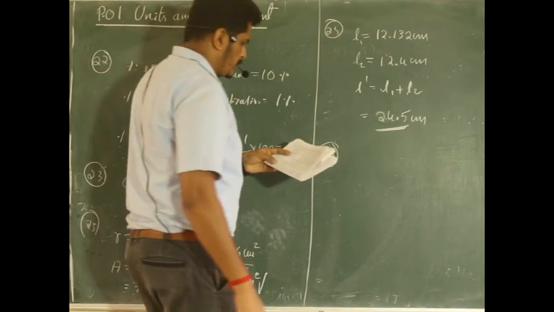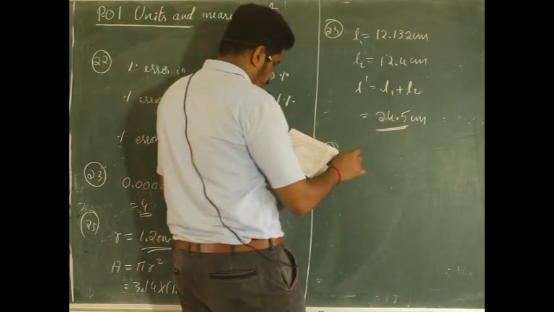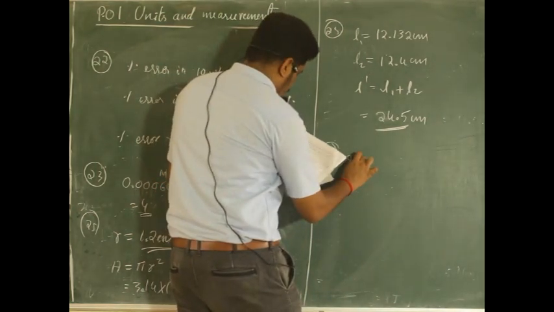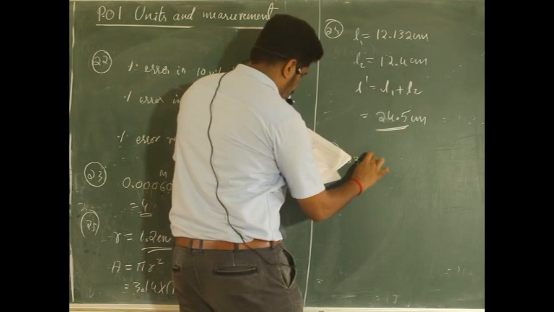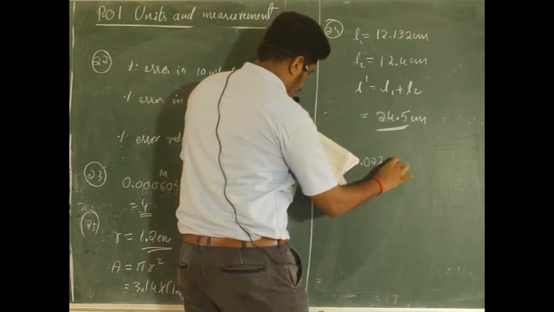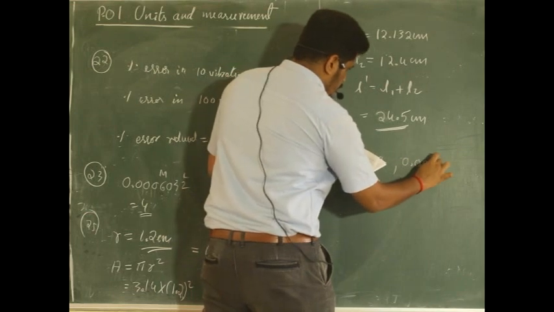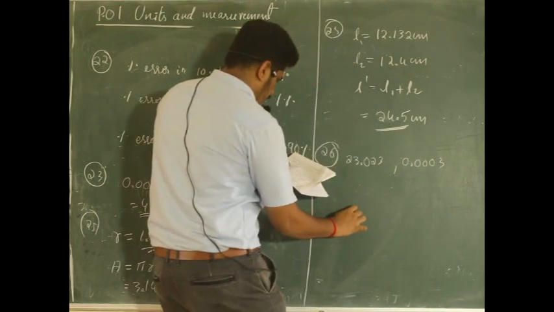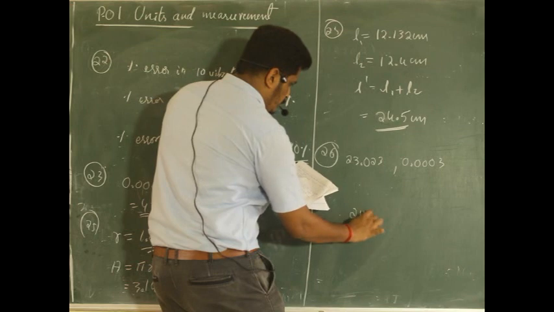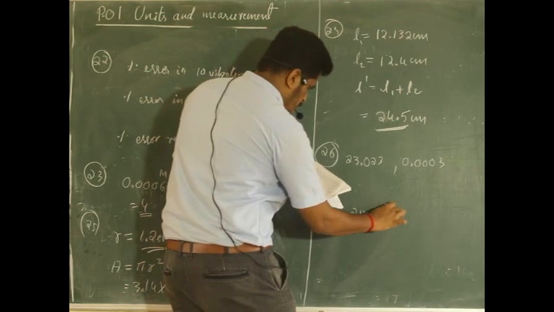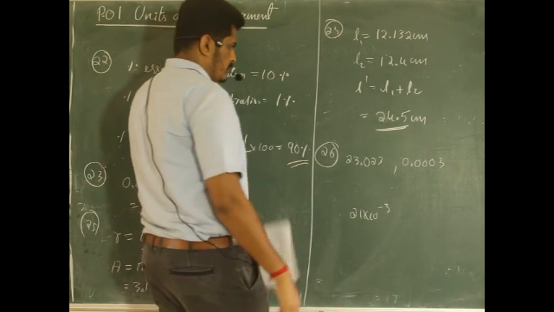Next, respective number of significant figure for the following numbers. I will write down the following numbers. Okay, that is 23.023. Next, one more number is there, 0.0003. And one more number here I will write down. Okay, that is 21 into 10 power minus 3. We are supposed to write a number of significant figures here.